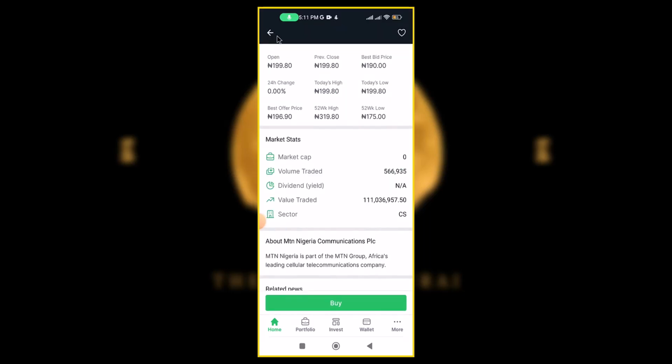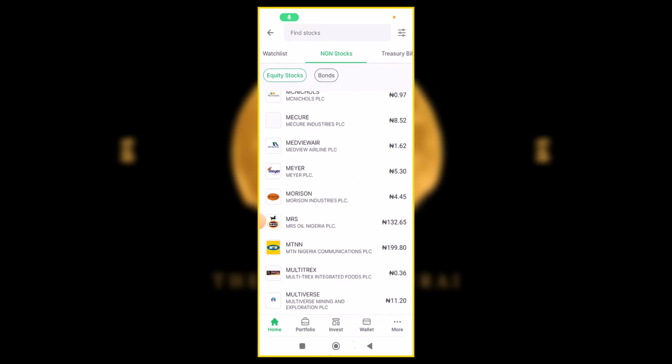So if you wanted to sell your shares, it is the same thing. I don't really have any shares that I can sell now, but if you wanted to sell it, you can just sell it, and when people buy it, you will get the naira, and you can withdraw the naira.